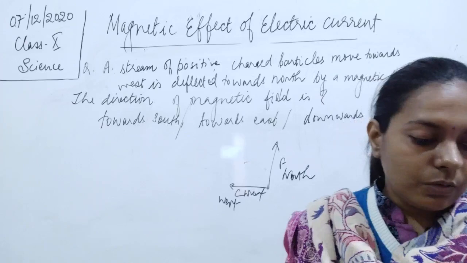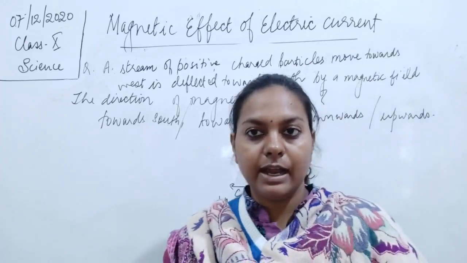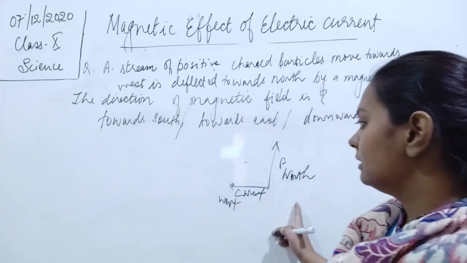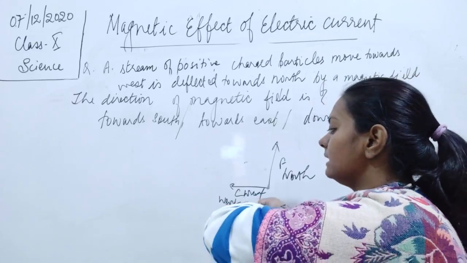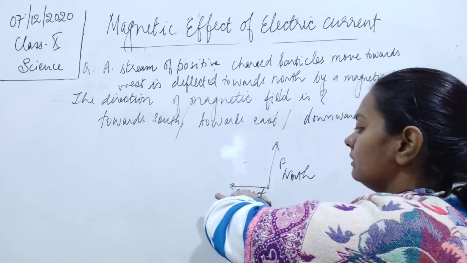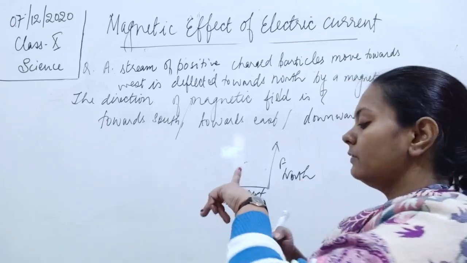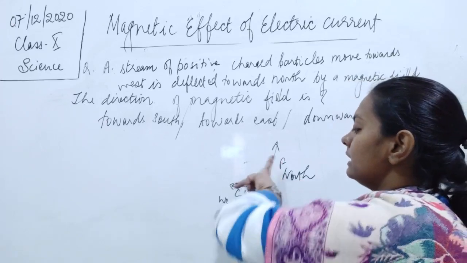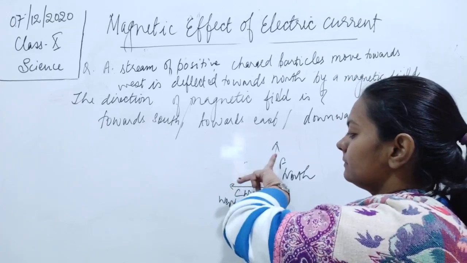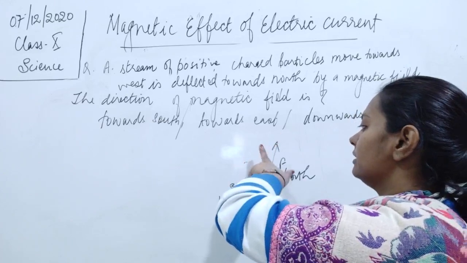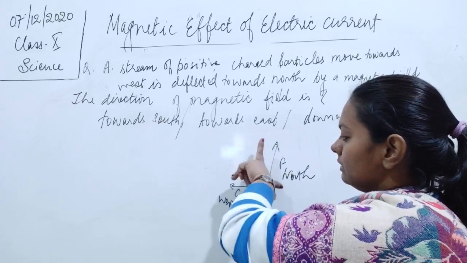Fine. Now here you can apply Fleming's left hand rule, that whenever the current is shown with the help of your middle finger, like this, and the force, which is shown with the help of this thumb, is in the direction of the north. ठीक है, north, like this. This is in the north direction, like this.